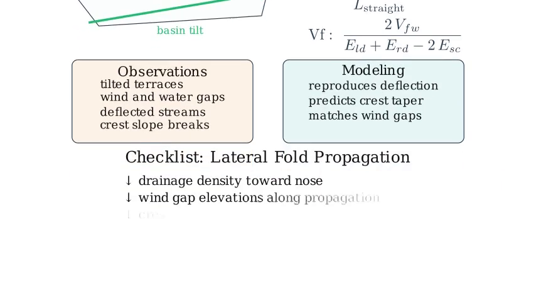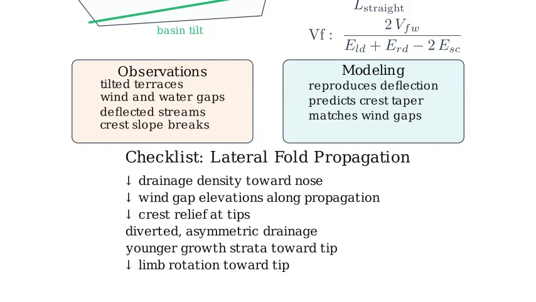A quick checklist for lateral fold propagation includes: 1. Decreasing drainage density toward the nose. 2. Decreasing wind gap elevations in the propagation direction. 3. Decreasing crest relief toward the tip. 4. Asymmetric and diverted drainage. 5. Progressively younger deformed deposits. And 6. Decreasing limb rotation toward the tip. The more boxes you tick, the stronger the case for active folding and propagation.